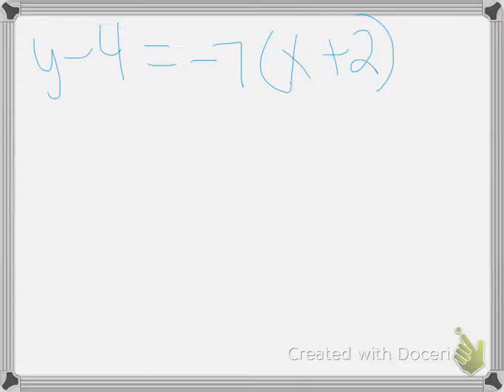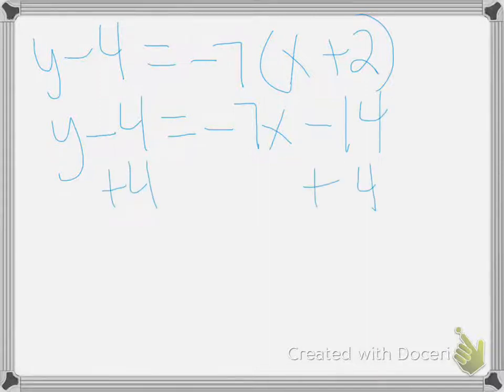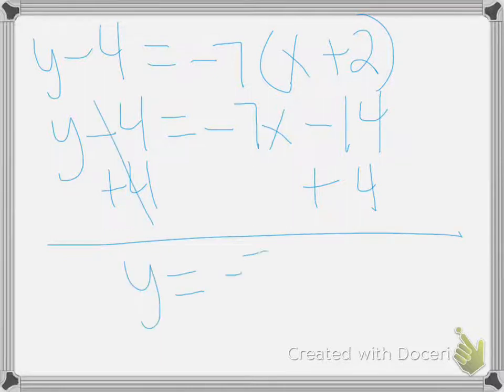Remember, it didn't matter which equation you put into y equals mx plus b form first. Just pick the one that's easiest. This one doesn't have any fractions. So we're going to use distributive property. Do y minus 4 equals negative 7 times x. And then this is going to be a negative because we have negative 7 times 2, so that'll be a negative 14. Then we're going to add 4 to both sides. And we have y equals negative 7x. Negative 14 plus 4 is going to be a negative 10.